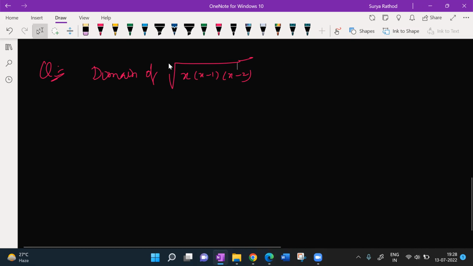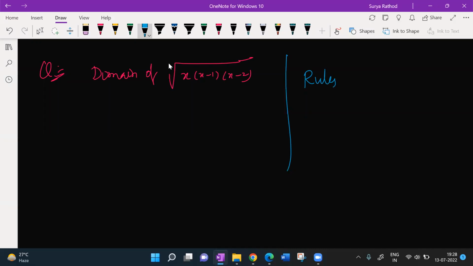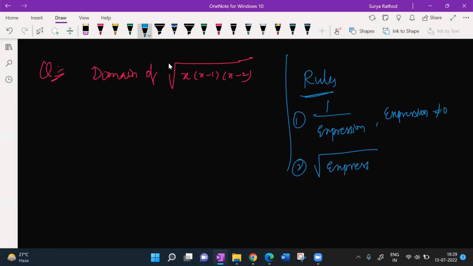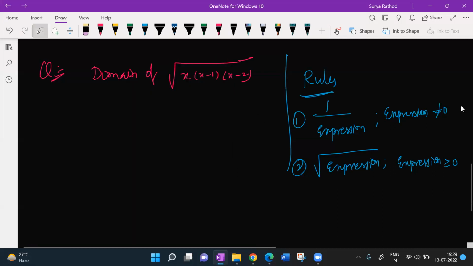Before getting into the domain, I'll tell you the rules to find the domain. The first rule: if I have any expression in the denominator, like one by an expression, that expression has to be not equal to zero. The second rule: if I have any expression inside the square root, that expression has to be greater than or equal to zero. Correct? These are the basic rules we have.